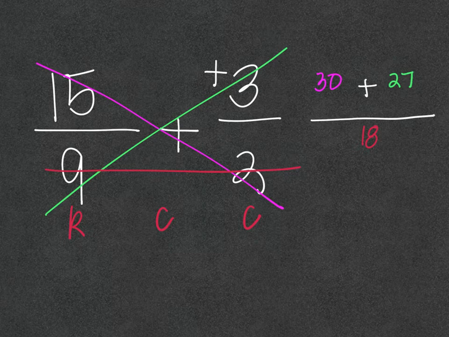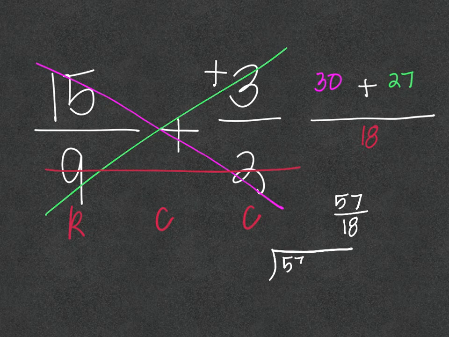30 plus 27 is 57 over 18. And we have to do top in the box again. So 57 divided by 18, or we could divide them each by 3. 5 plus 7 is 12, and 1 plus 8 is 9. So both numbers are divisible by 3. So you could do that if you'd want to and make smaller numbers.